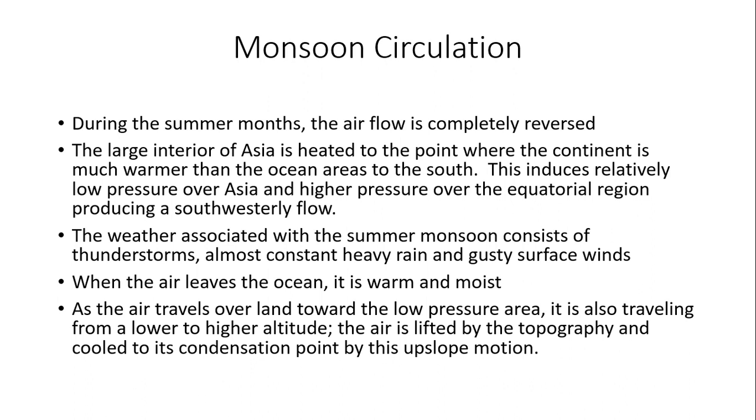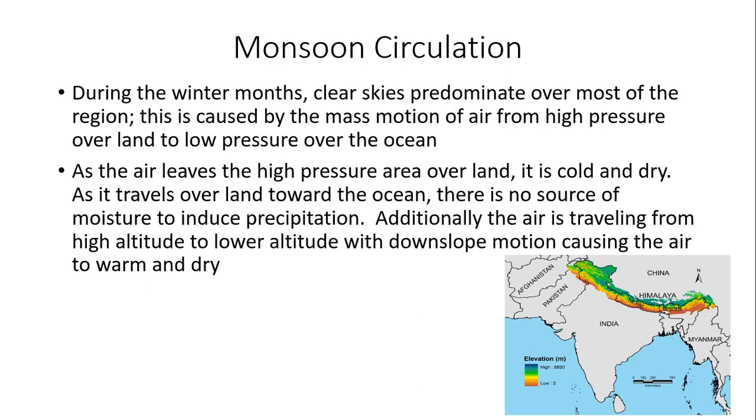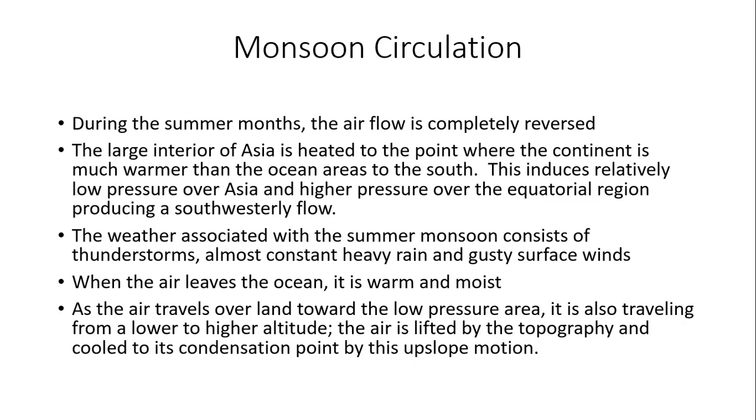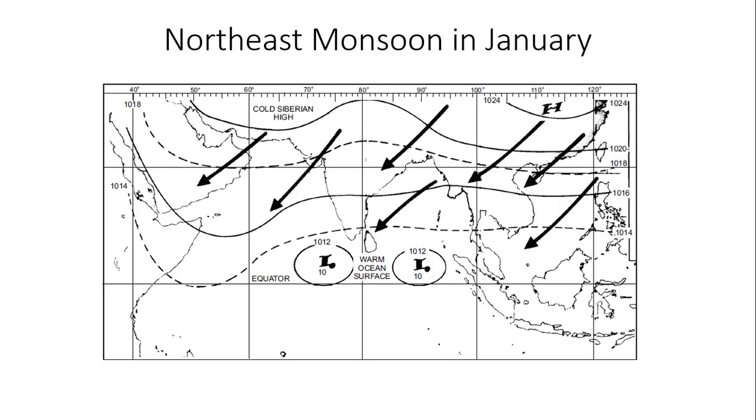So when the air leaves the ocean, it is warm and moist. As the air travels over land toward the low pressure area, it is also traveling from a lower to higher elevation. The air is lifted by those mountainous Himalayan topography and cooled to its condensation point by the upslope motion. Again, look at the elevation. Imagine now that the wind is coming from the southwest in this case. It's going to cause a lot of heavy rainfall on the windward side of the Himalayas for some of those locations.